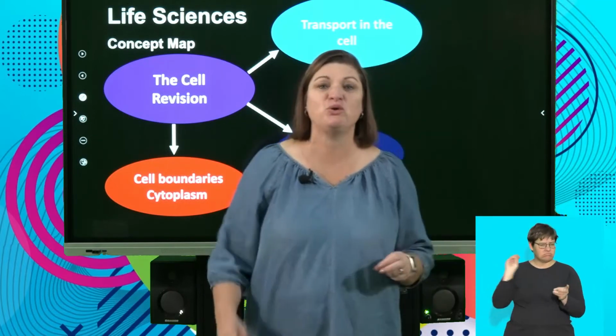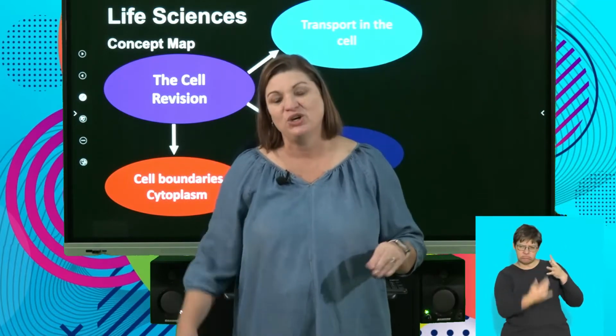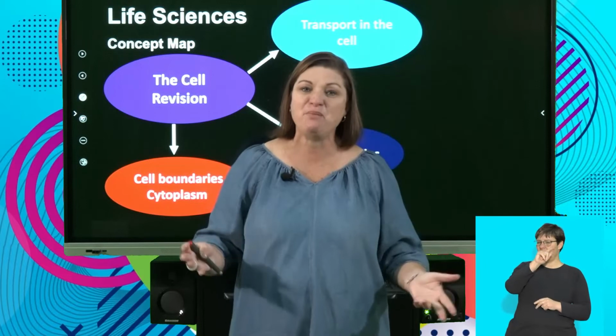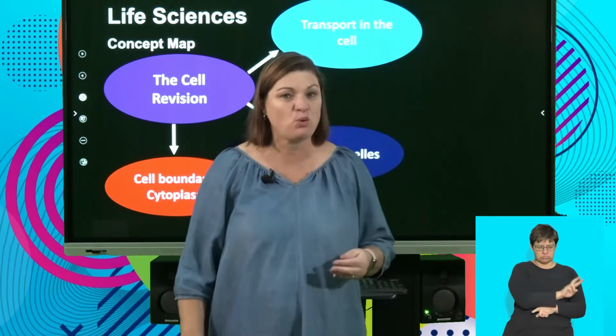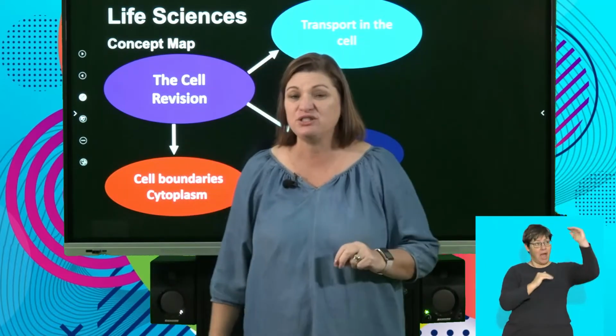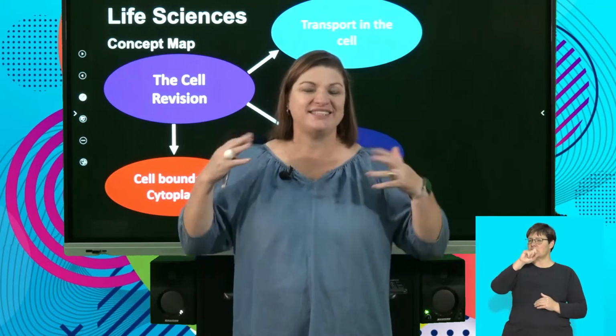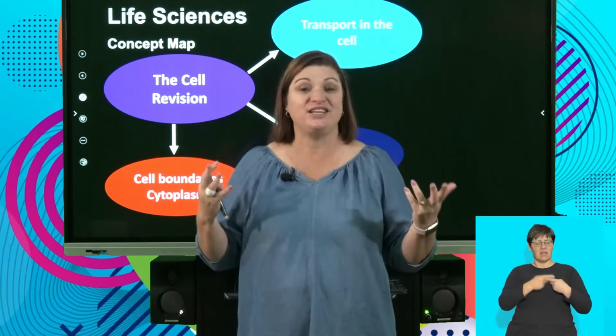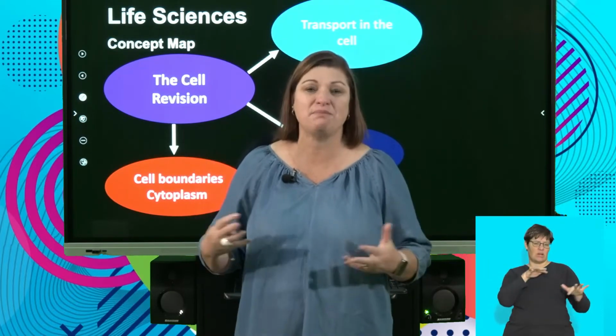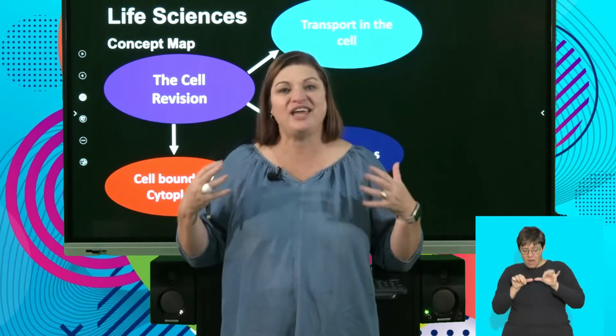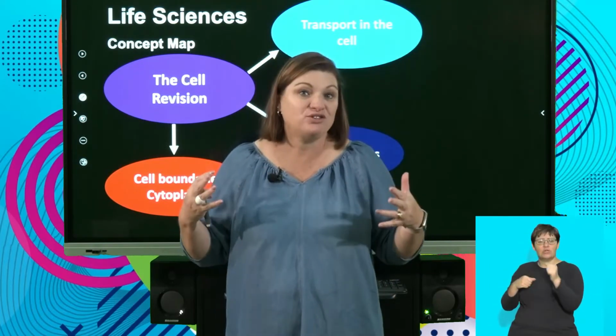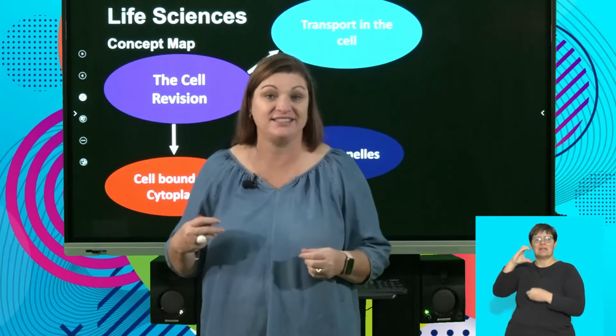We are recapping the cell. We're going over all the important concepts. We've looked at the cell membrane and how things are transported across, specifically osmosis. We have looked at the cytoplasm, and as I said, we have looked at the cell wall in plant cells. And now we're going to carry on looking at what structures we can find inside the cell.